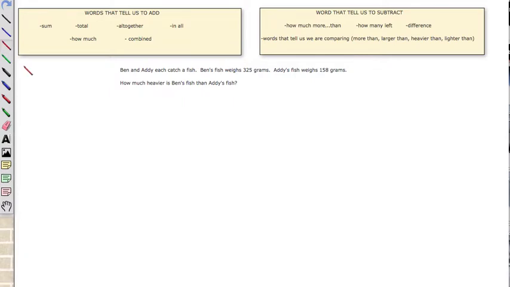So we know in our math that we use a strategy called CUBES. So we circle the important numbers in this problem, numbers that we think we're going to be putting together. So I have 325 grams and I have 158 grams. And the question says how much heavier is Ben's fish than Addie's fish. So with "than" and "how much heavier," I'm comparing the two fish. And if I'm comparing heavier than, then I am going to be subtracting.